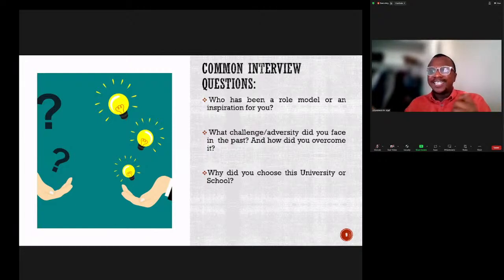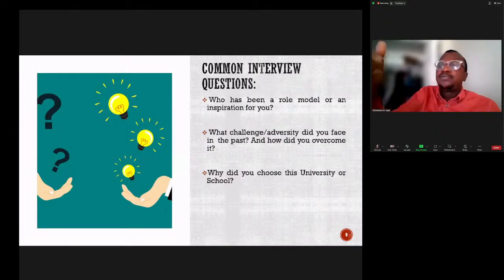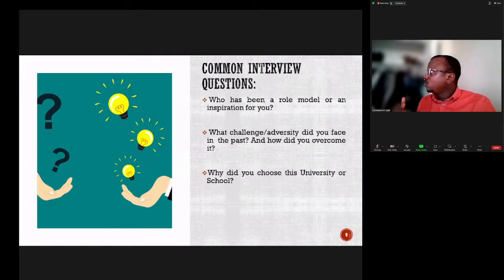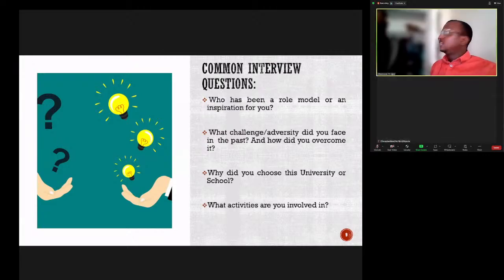Sometimes they might go ahead and ask, why did you choose this program? Why are you interested in cancer biology? You must be able to give a very convincing answer to this. Then they may ask you, what activities are you involved in? Apart from your academics, what other activities are you involved in?